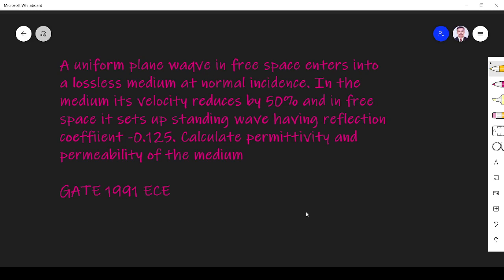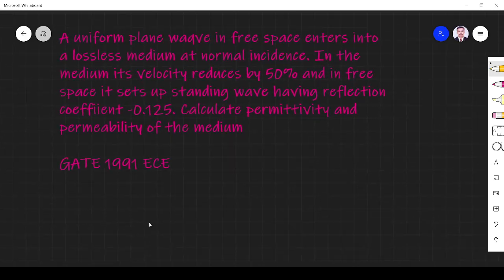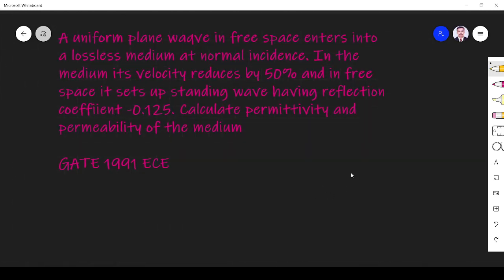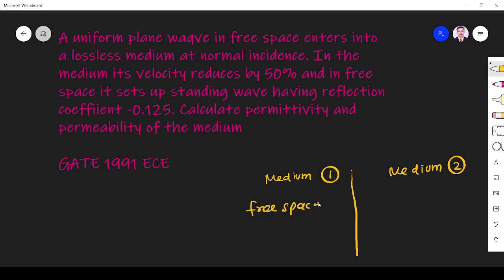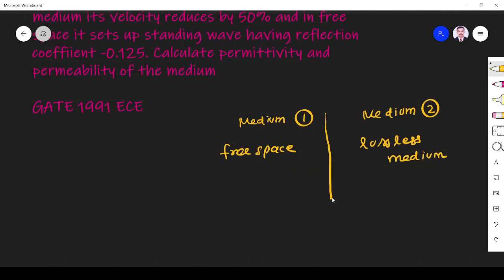So what they are telling, uniform plane wave in free space enters into a lossless medium. So this is medium 1, this is medium 2. So this is free space. From here the wave enters into the lossless medium. Let us assume the wave goes like this. From here to here it is entering.